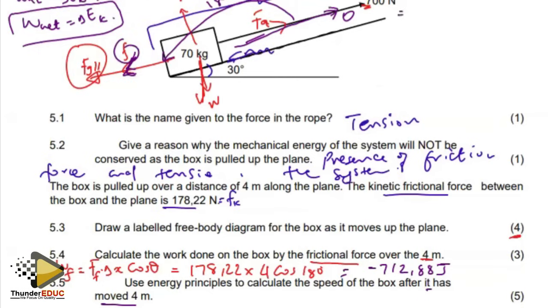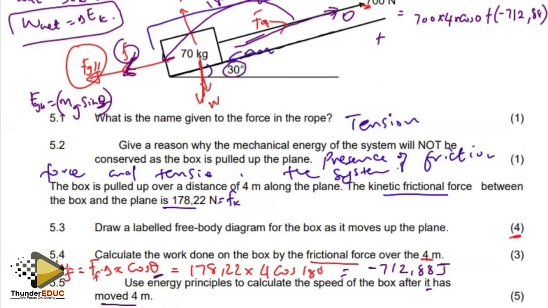So work done by the tension is going to be 700 multiplied by 4 multiplied by the cos of 0, since it is acting in that direction. And then the work done by the frictional force, we already got it as 712.88. Then plus the work done by the FG parallel, we know that the force FG parallel is giving us mg sine theta. Okay, so this theta is the angle of inclination. The cos theta here has to do with just the direction of motion. So I'm going to use this formula and say the mass is 70 times 9.8 multiplied by the sine of 30. That's just the force. I'm multiplying it by 4 and then the cos of 0.